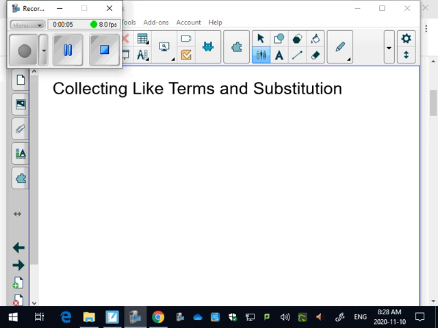Here's what we're doing today. We're going to do two things. We're going to learn how to collect like terms, and then we're going to substitute variables into those like terms.